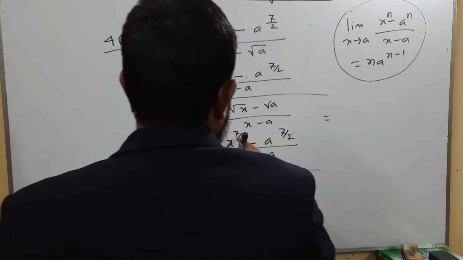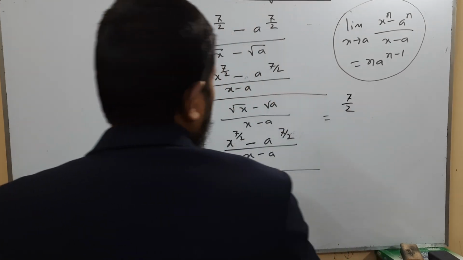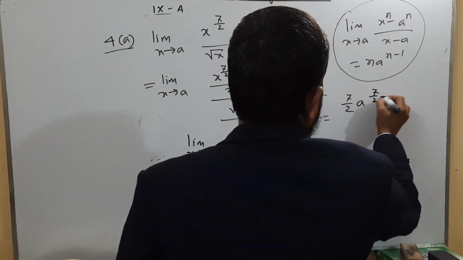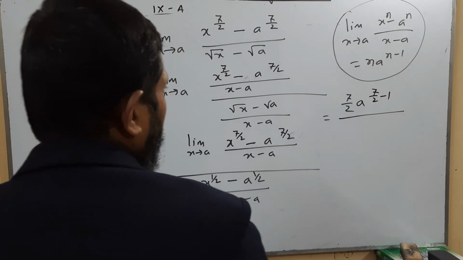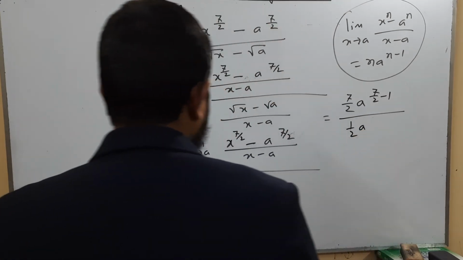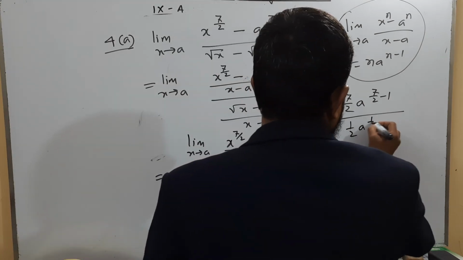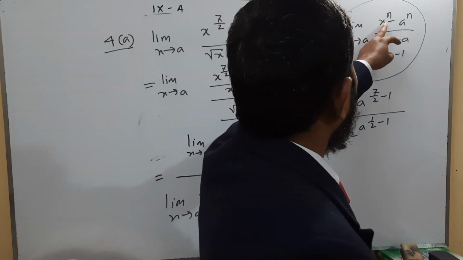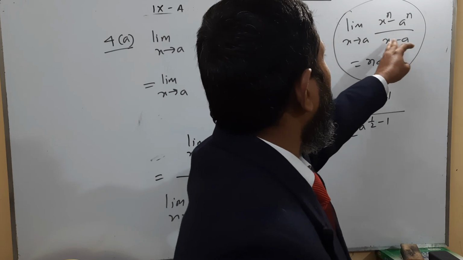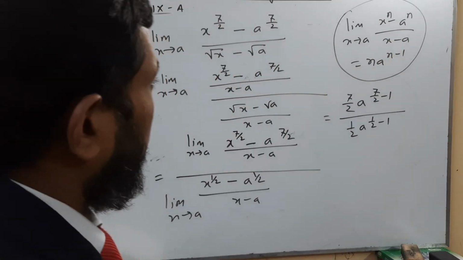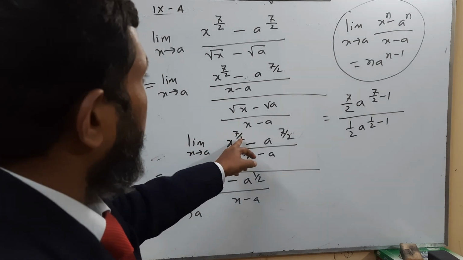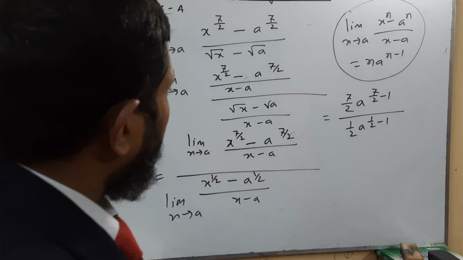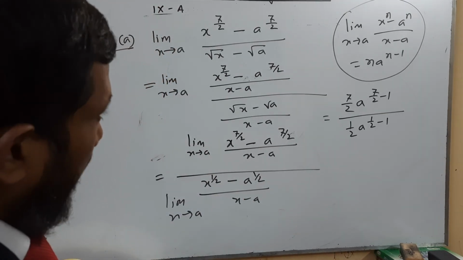we can write here n is the power 7 by 2, so 7 by 2 a to the power 7 by 2 minus 1. Similarly here a half, a to the power half minus 1, because we know x to the power n minus a to the power n divided by x minus a is equal to n a to the power n minus 1. So according to this, 7 by 2 a to the power 7 by 2 minus 1, over half into a to the power half minus 1.